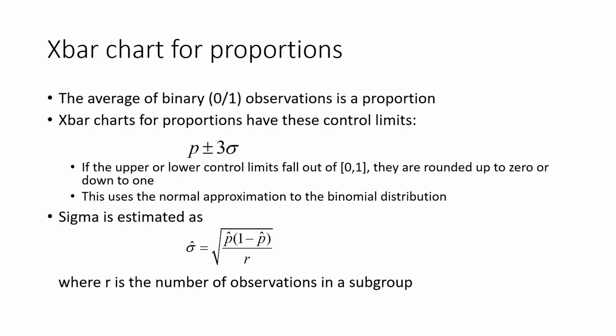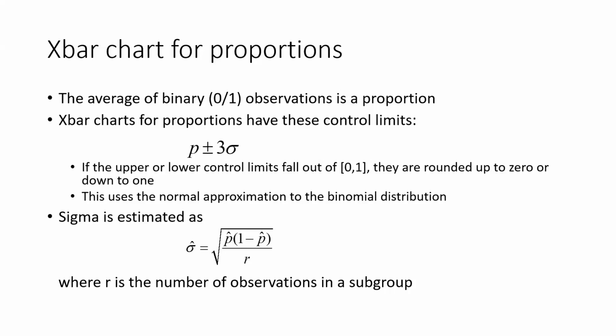Last segment, we introduced control charts, and we used a continuous outcome. We can do the same thing for binary outcomes, so 0, 1 outcomes, and the average of the 0, 1 outcomes are then proportions. We do exactly the same thing. We take the average, which here is a proportion, plus minus 3 times sigma.